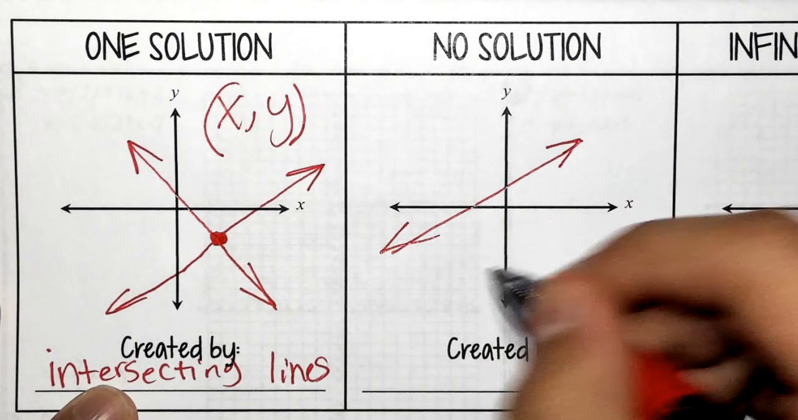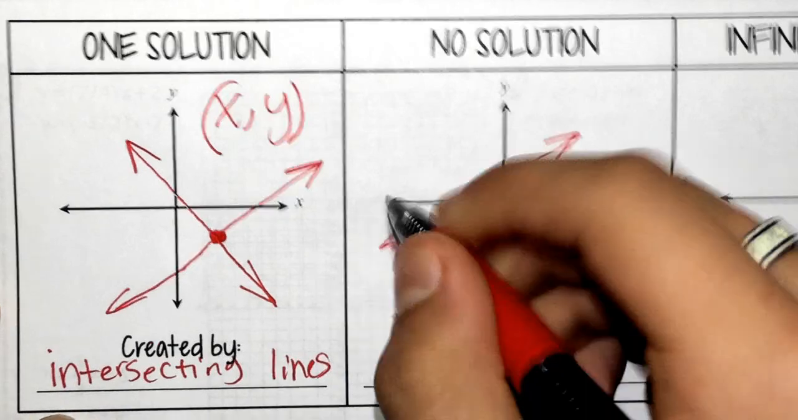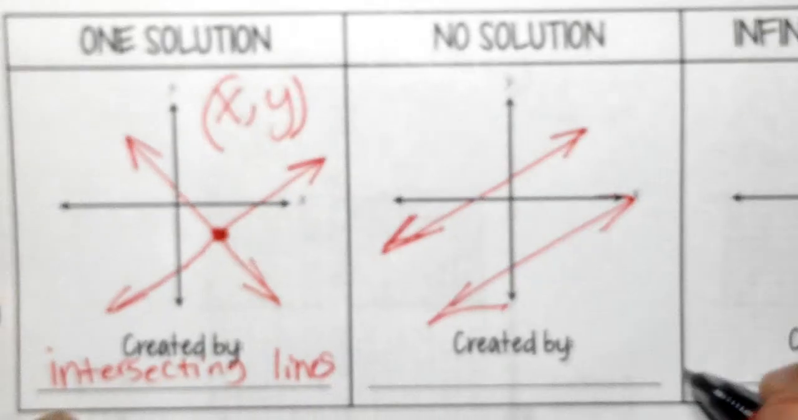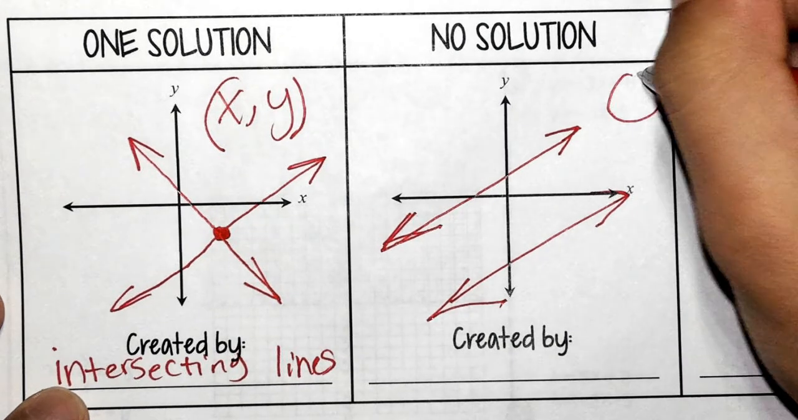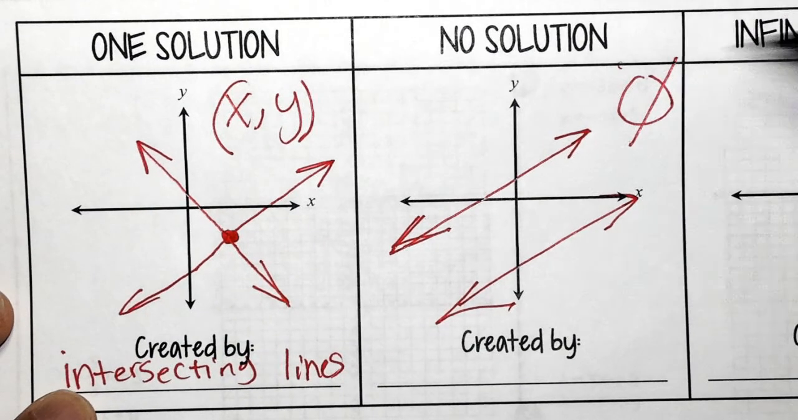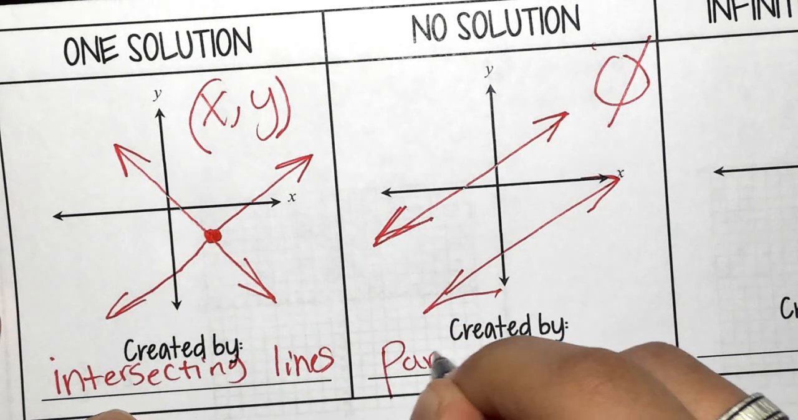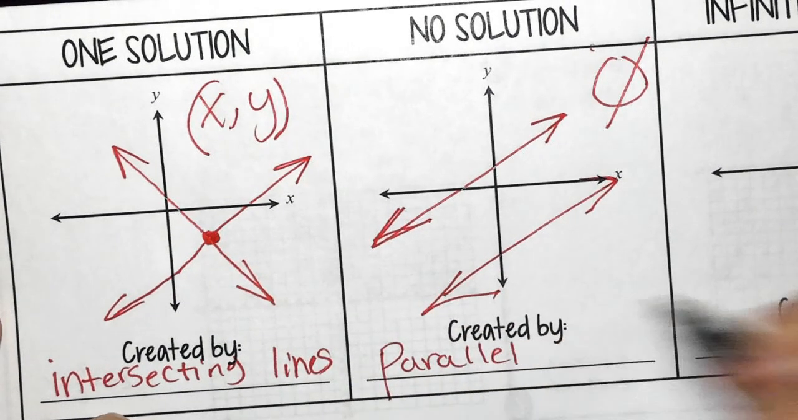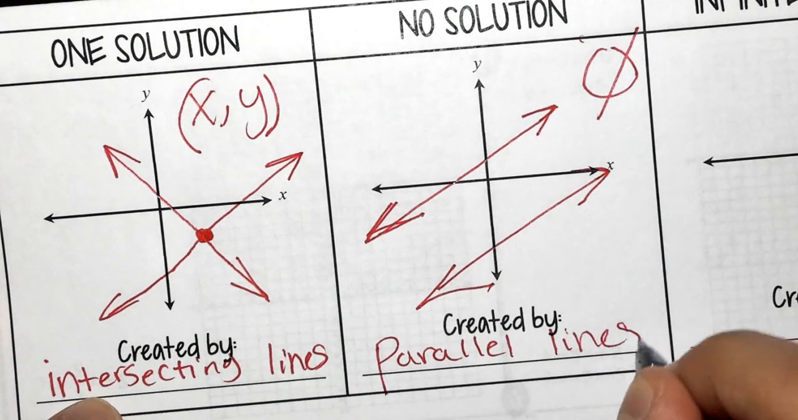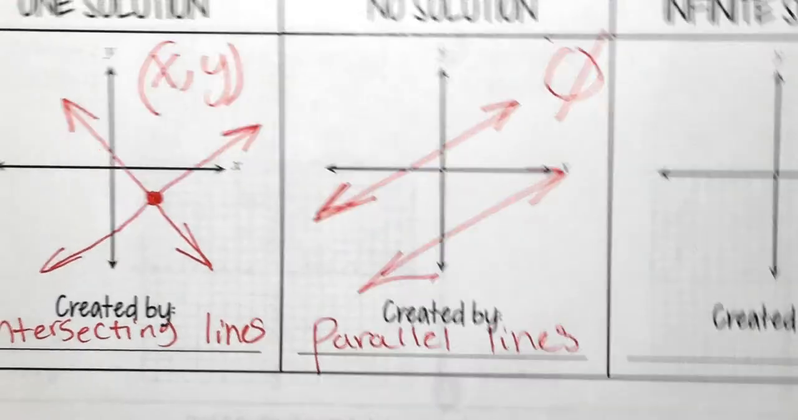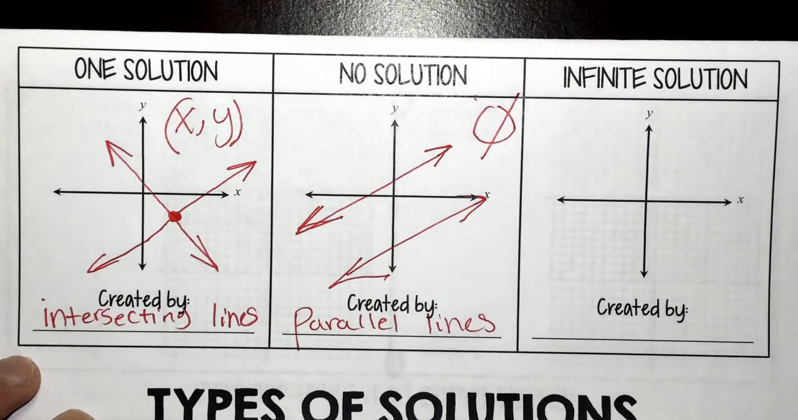Now let's go over to no solution, which would be parallel. So they never meet each other. So they are parallel lines. Alright, now let me zoom out for you guys if you want to see the whole picture.